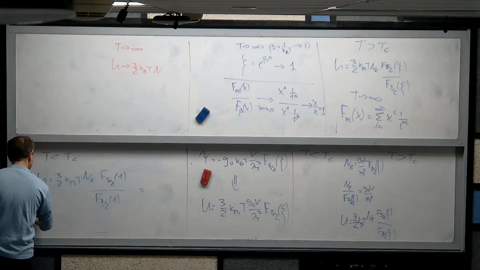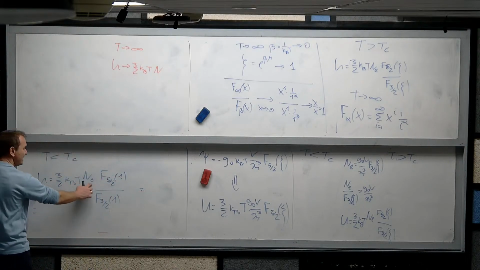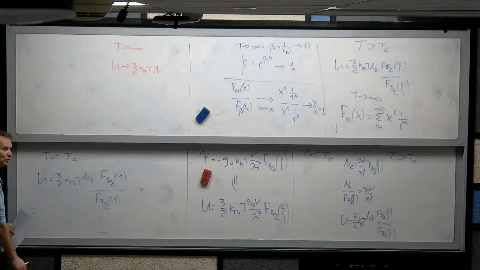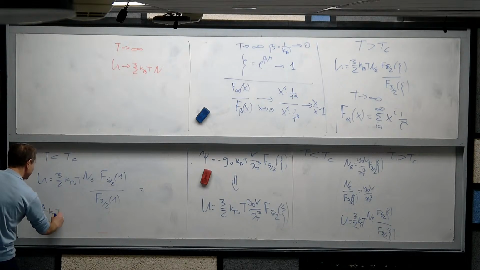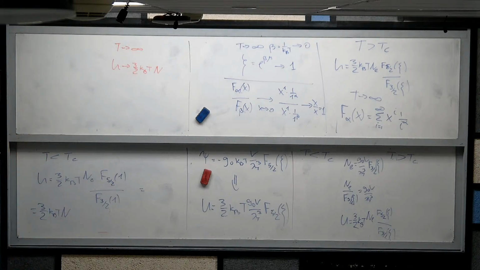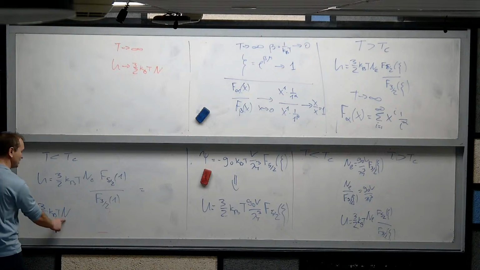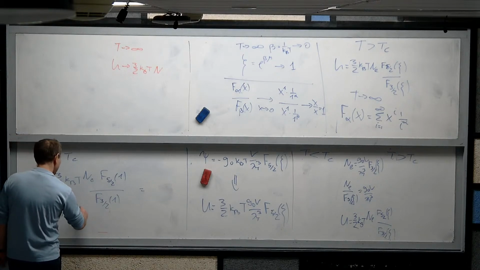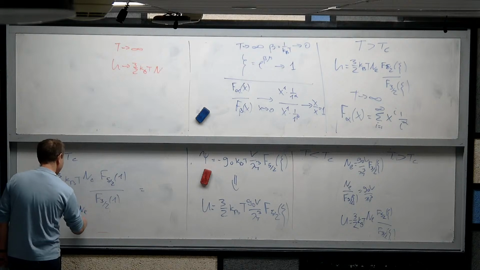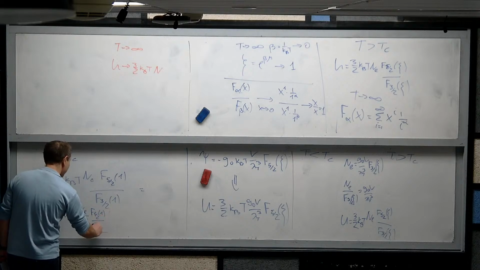So I have here N excited F 5/2 of 1 divided by F 3/2 of 1. Okay. Now, we know that N excited is not equal to the total number of particles. So we plotted this way: 3/2 k Boltzmann T, the total number of particles, not just the excited, but the total number of particles. Okay. And here we have N excited divided by N, F 5/2 of 1, F 3/2 of 1.